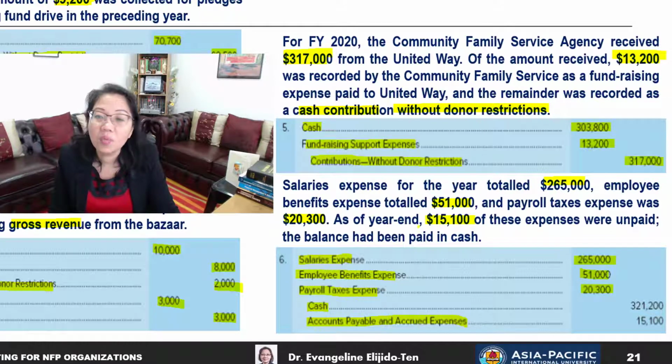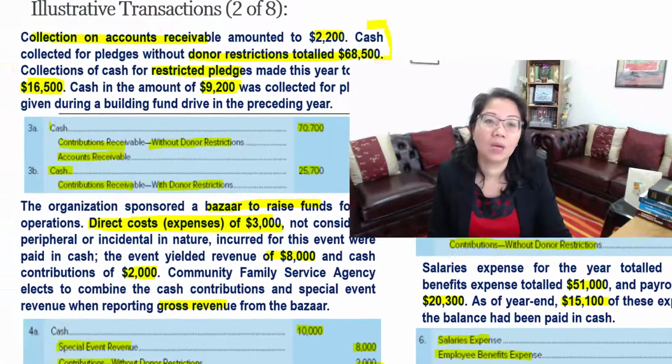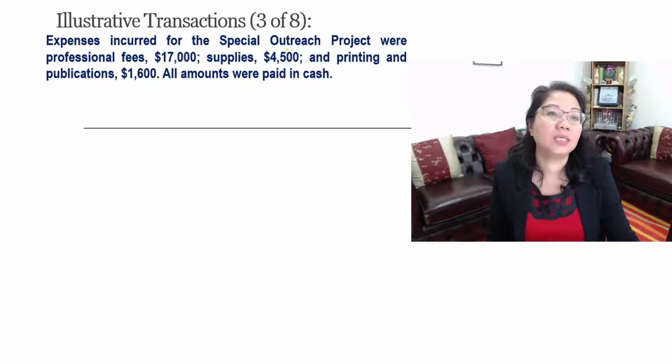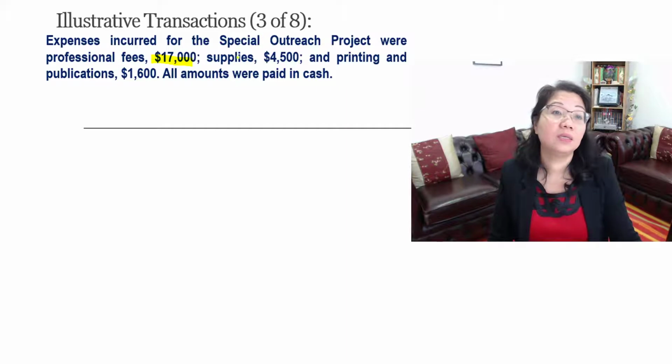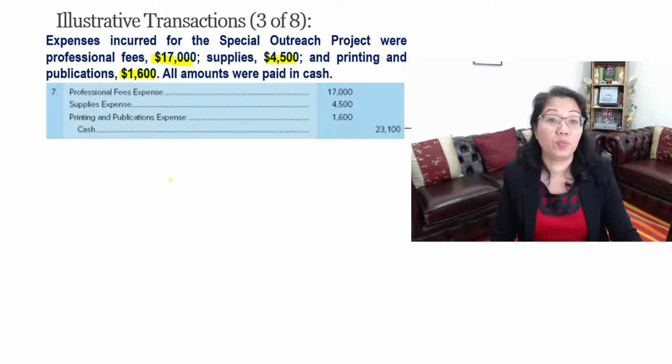All right, how much of this would be to cash? Well, it says as of year end, 15,100 is unpaid. So the difference between the total of these three figures minus 15,100 will give you 321,200. All right, the next transaction. The expenses incurred for the special outreach project were professional fees, 17,000, supplies 4,500, printing and publications 1,600, and all amounts were paid in cash.